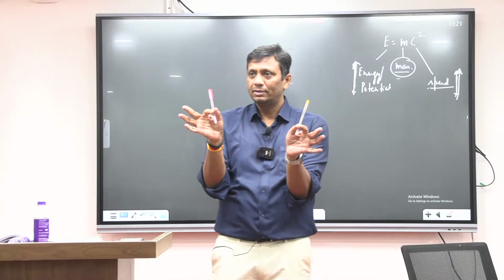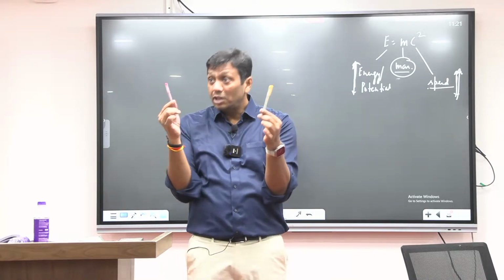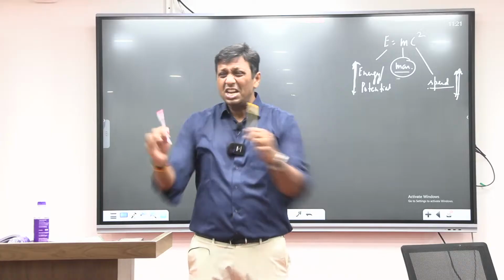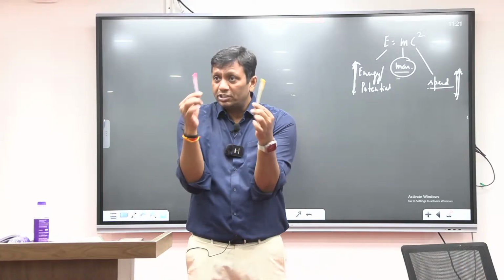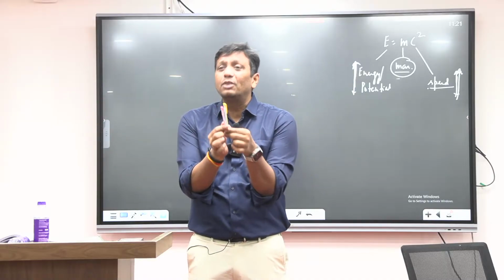If these two pens move at the speed of light, if I rotate them that fast, 3 lakh kilometers per second, imagine how much energy there is. 3 lakh kilometers per second is the speed. The energy level is very high. But now these pens are going to collide. What happened?